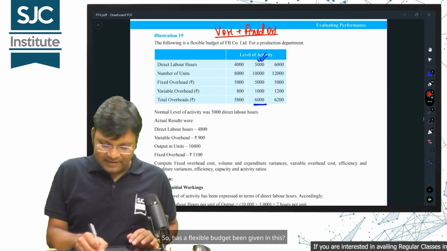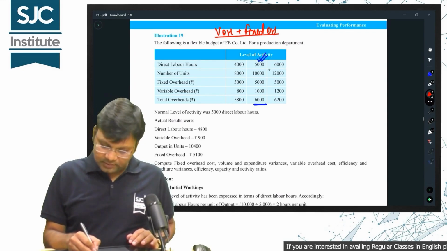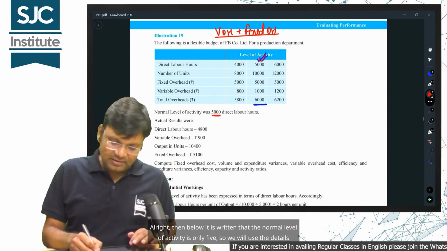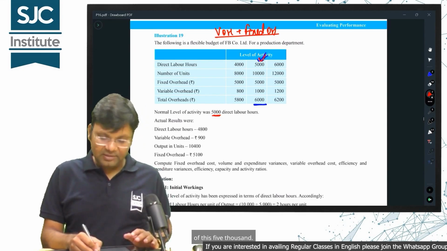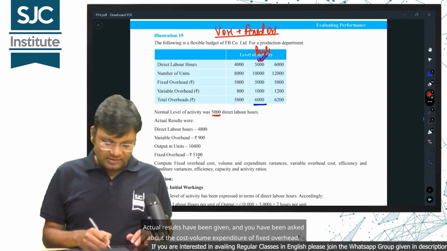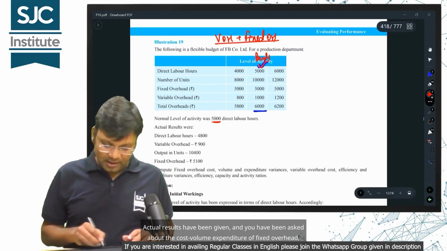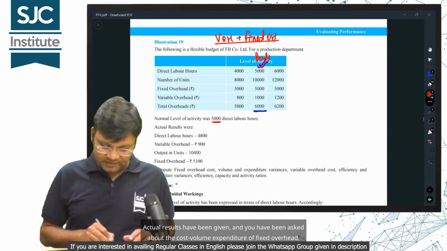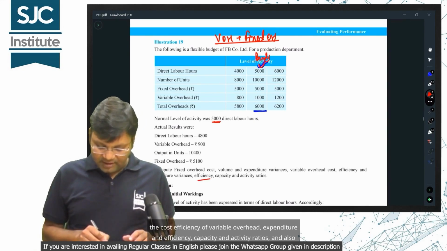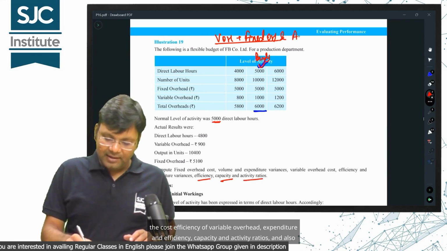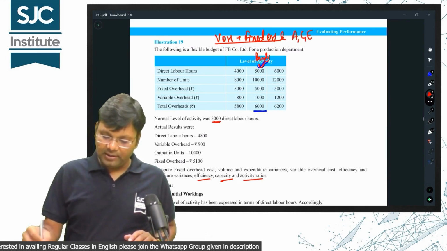So, has a flexible budget been given in this? Alright, then below it is written that the normal level of activity is only 5,000, so we will use the details of this 5,000. The main budget will be prepared based on this only. Actual results have been given, and you have been asked about the cost volume expenditure of fixed overhead, the cost efficiency of variable overhead, expenditure and efficiency, capacity and activity ratios, and also the calendar ratio.